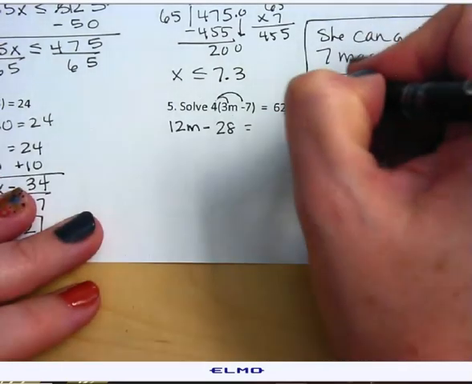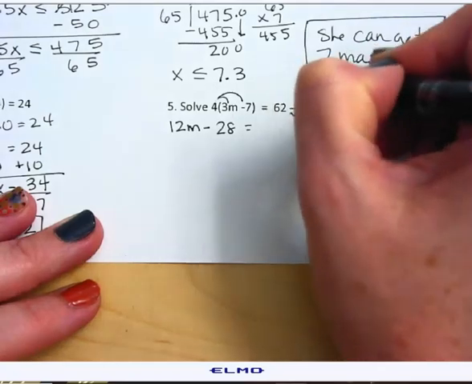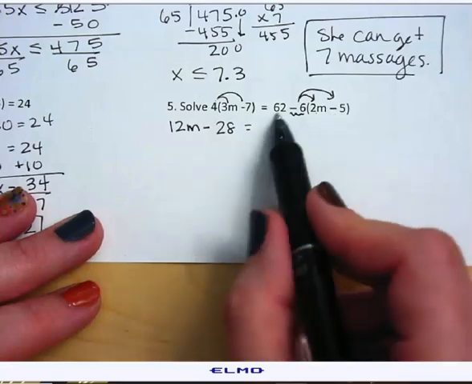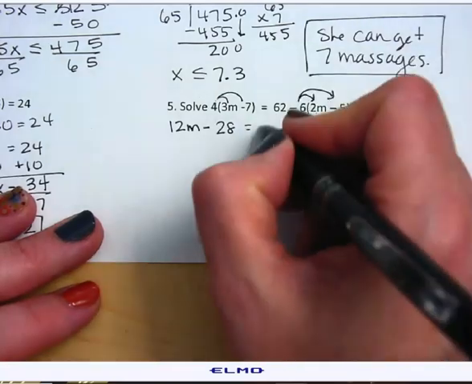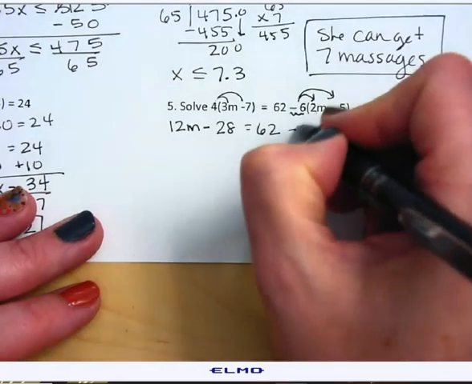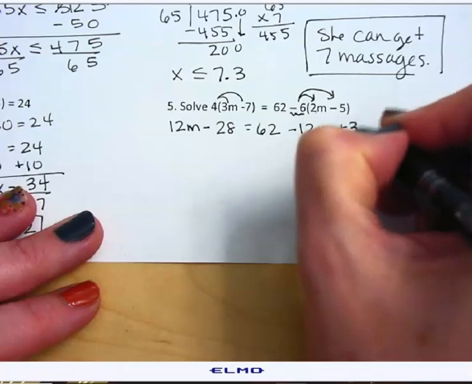On the right, you're distributing a negative 6. So bring the negative with you when you multiply by these terms. So that first number 62 is still there. And then negative 6 times positive 2 is negative 12m. And negative 6 times negative 5 is positive 30.